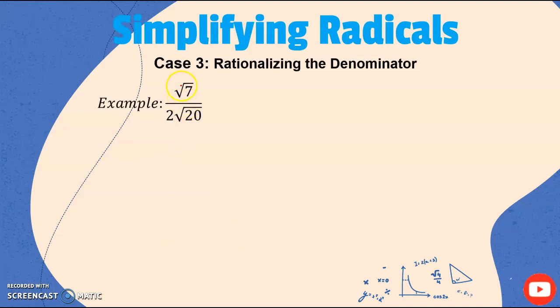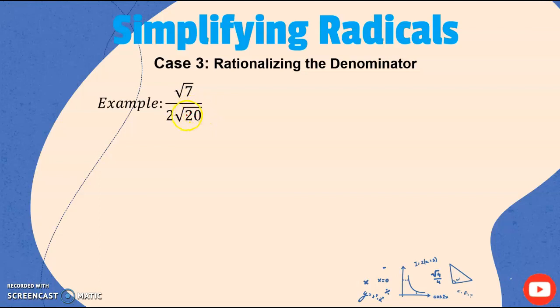Okay, square root of 7 all over 2 square root of 20. Now, there are times that you can still simplify the radicand before you rationalize. But actually, you can rationalize directly. But my advice is to simplify it first for your convenience also, because if you're going to rationalize it now, the numbers or the letters might get bigger and bigger, alright? So why not simplify it first before rationalizing?